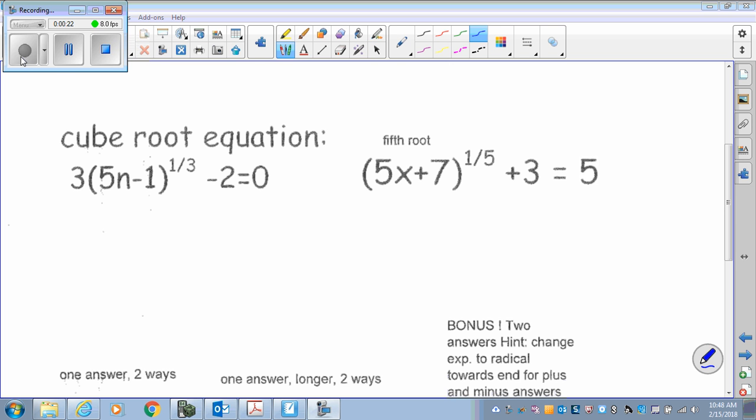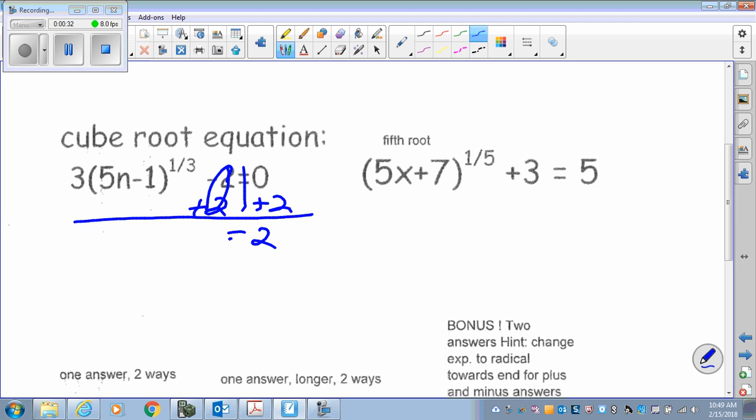You start with the thing furthest away. It's the opposite of PEMDAS. I'm going to add and subtract first. So I'm going to add 2 to both sides because that's 0. So I have 2 over here equals, and then this would be 3, 5n minus 1 to the 1/3 power. And I just got rid of the 2, and then now I'm going to get rid of the 3.